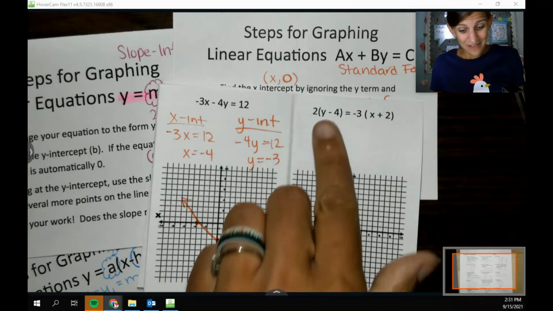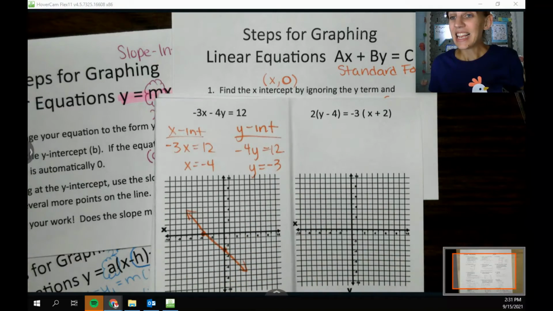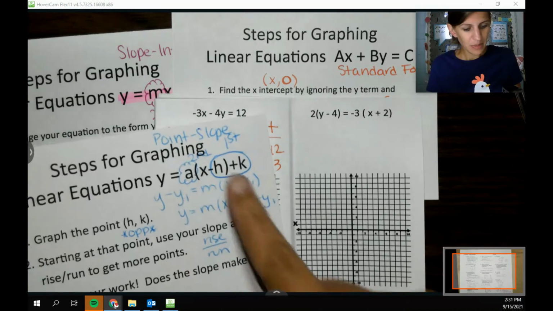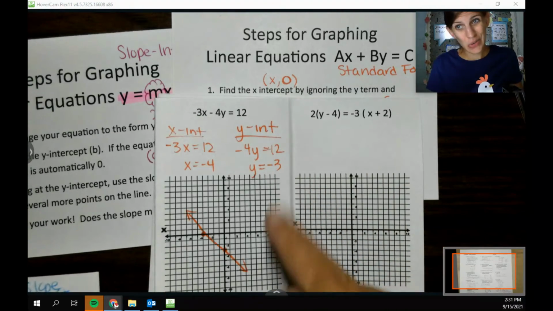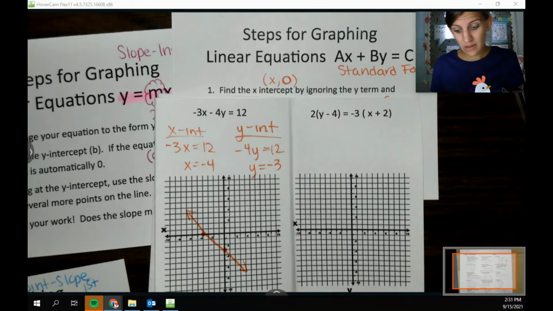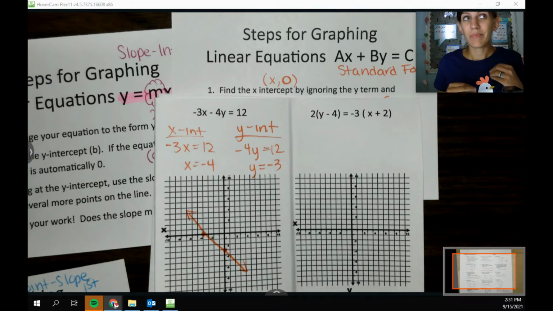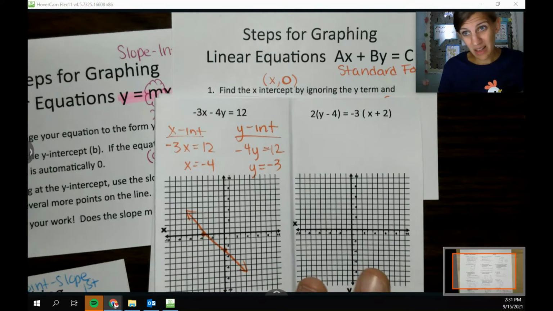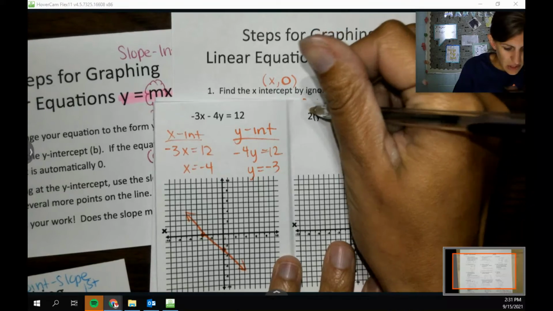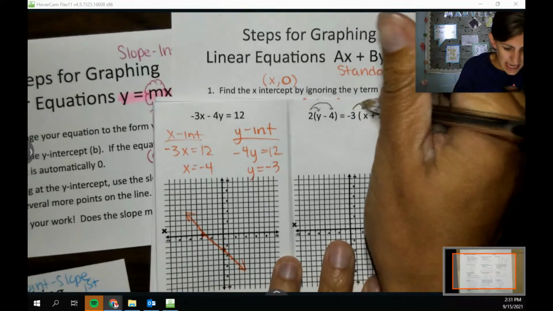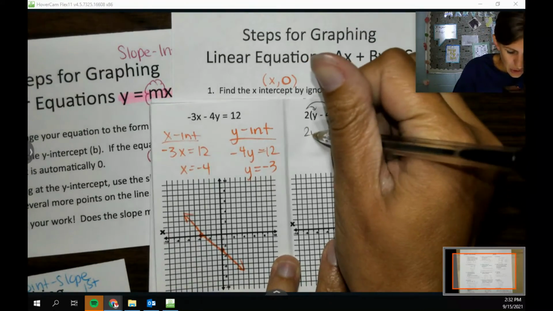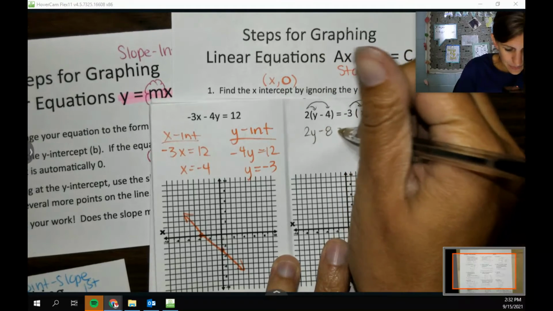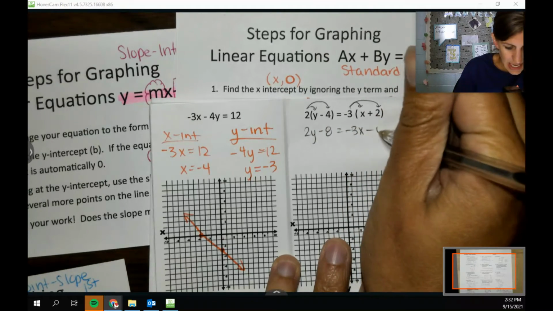The last one that I have here for you guys. It's tempting to think that this is in point slope form because it does have parentheses, but it has 2 sets of parentheses, which none of these do. So this is just kind of a mishmash, and you probably just want to simplify it and put it in y equals mx plus b, honestly. So to do that, we're going to distribute on both sides. So we'll have 2y minus 8, negative 3x minus 6.